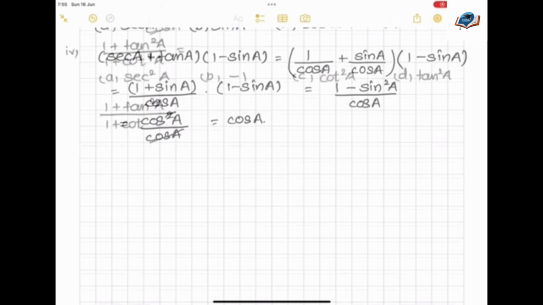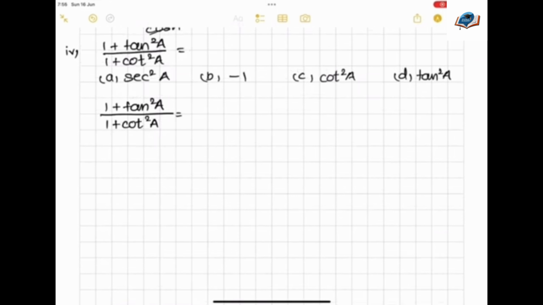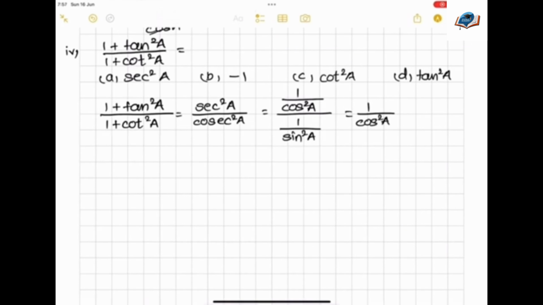Fourth one says 1 plus tan square A upon 1 plus cot square A. So 1 plus tan square A is sec square A and 1 plus cot square A is cosec square A. So now sec square, cosec square I can write 1 upon cos square A whole upon 1 upon sin square A. So if I reverse I will get 1 upon cos square A into sin square A upon 1. So that is sin square A upon cos square A. So that is tan square A.